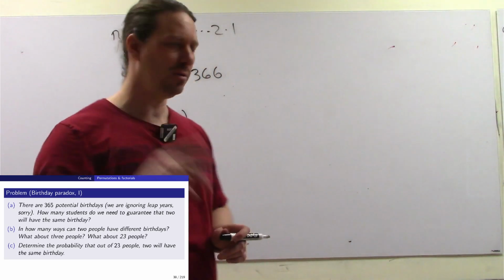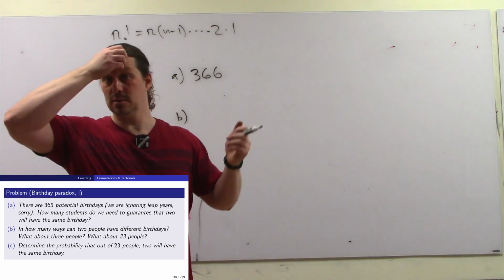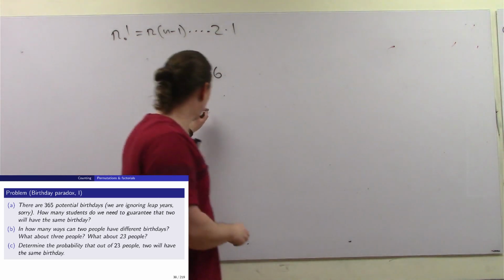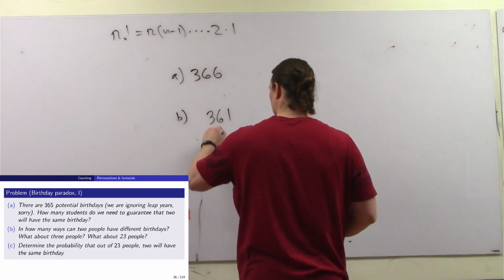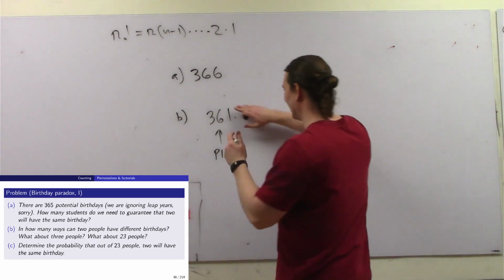Say we have 2 people. How many birthdays could I potentially have in our model here? 365. Yeah, 365, right? With first person, so person 1's birthday.